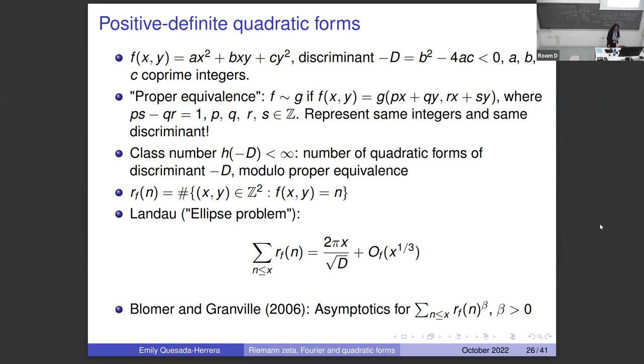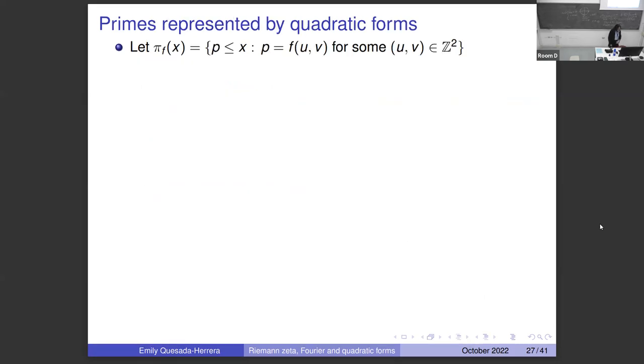This has been studied a little bit more over the years. For example, Lugar and Milinovich in 2006 studied asymptotics for higher moments of this one. Now I'm going to talk a little bit about primes represented by quadratic forms. So we define π_f(x) to be the number of primes up to x that are represented by a given form.